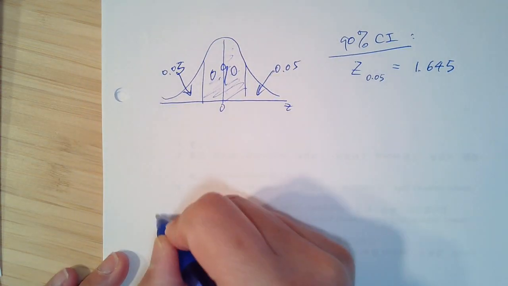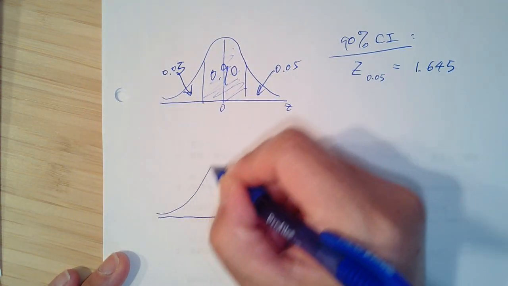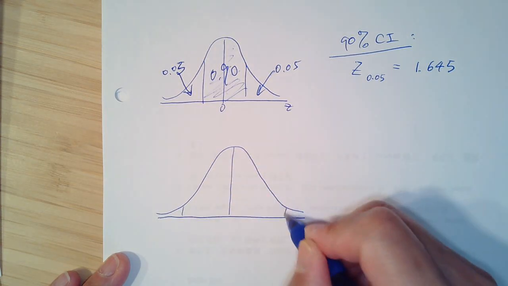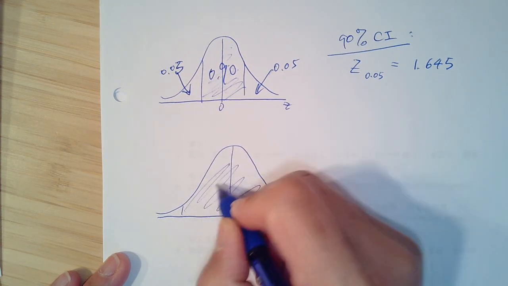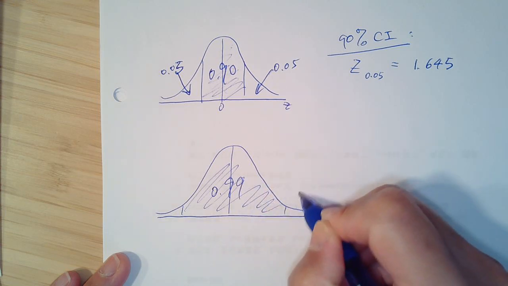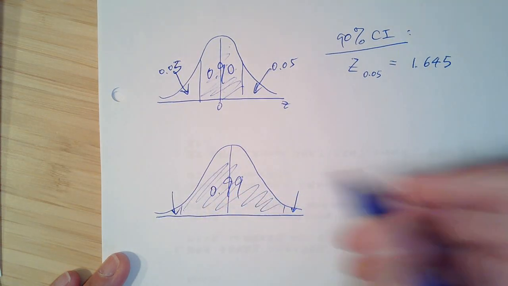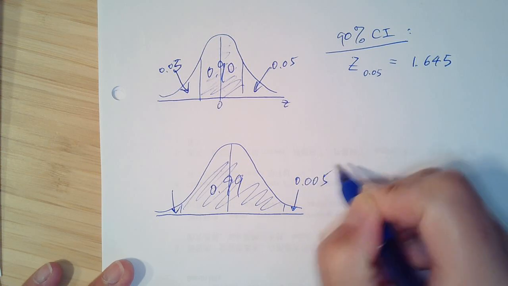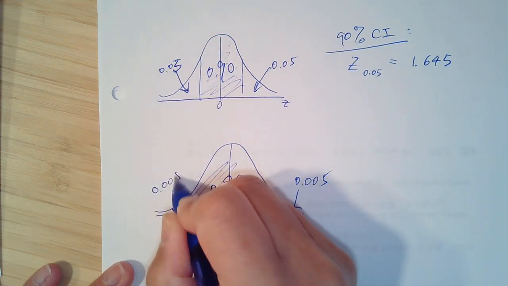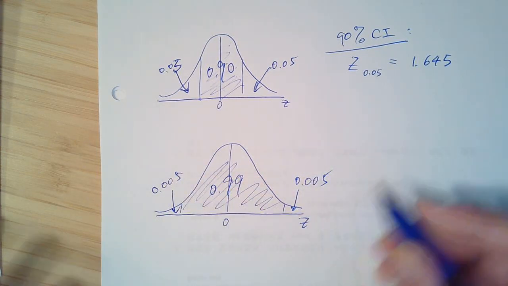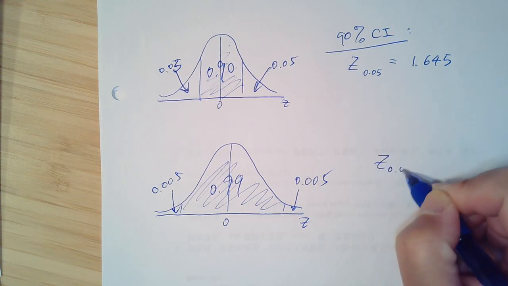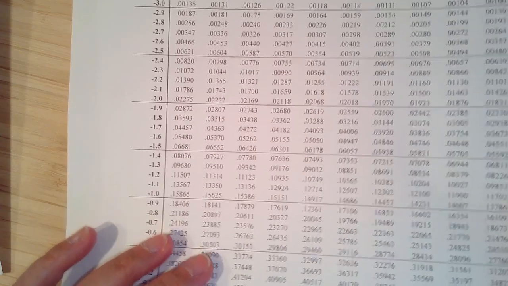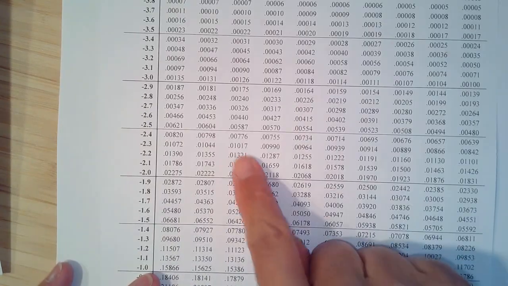Okay, one more. 99%. If here is 99%, I want from here to here, it's a 0.99. So this little tail and this little tail is going to be half of that 1%. So it's a 0.005 and 0.005. Okay, so let's find what is the z, 0.005. All right, again, I'm looking for 0.005.